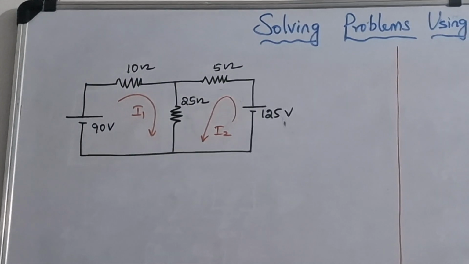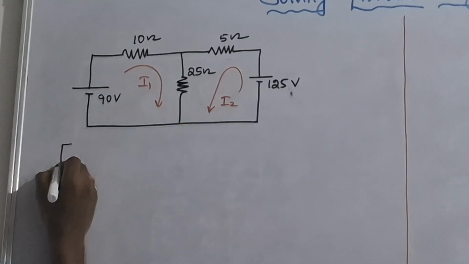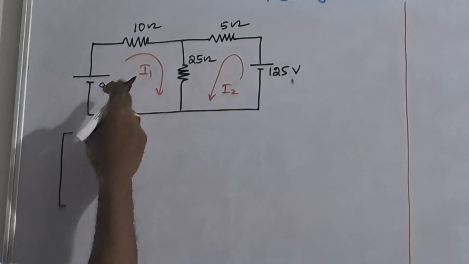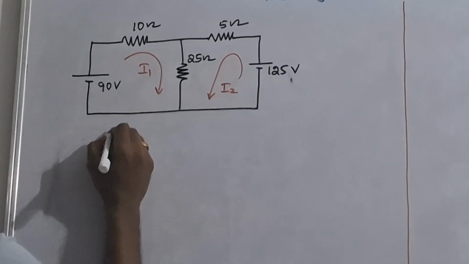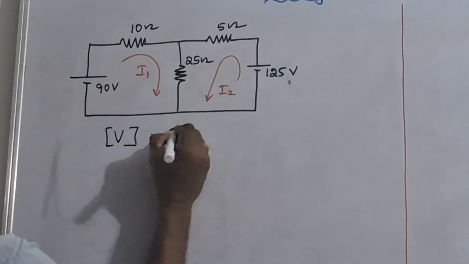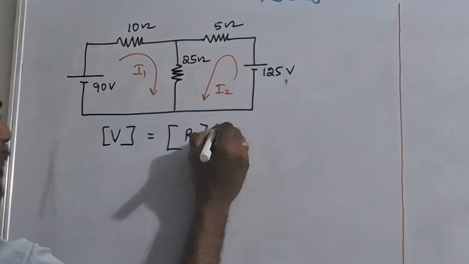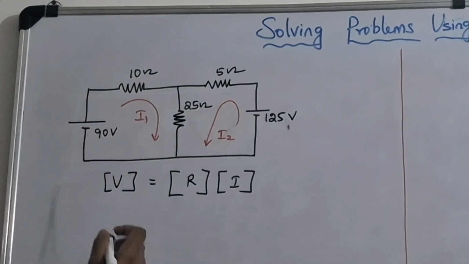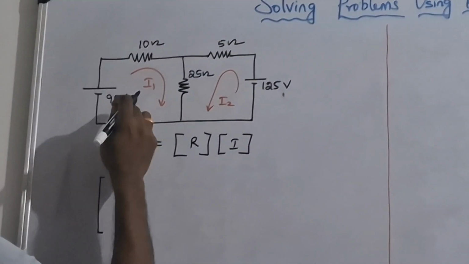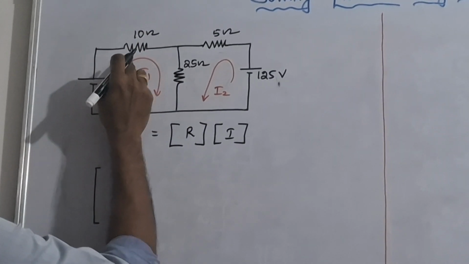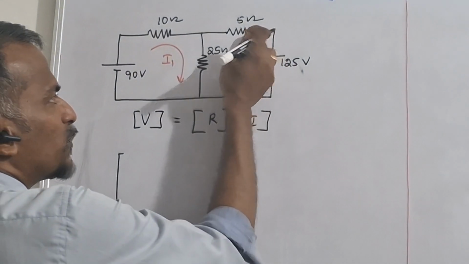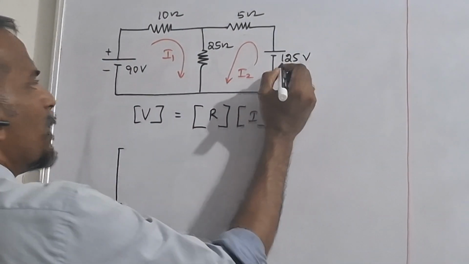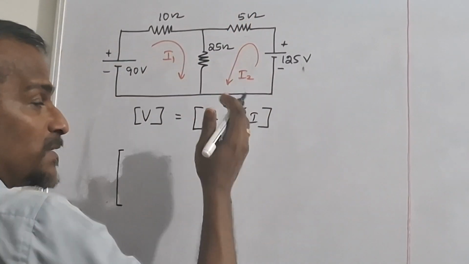So now we are going to write, as per Cramer's rule, this equation here. First, we already know the voltage matrix is equal to the resistance matrix into the current matrix. We have already written this in the last three lectures. Now in this voltage matrix, here the current is moving up. Similarly here also the current is moving up. Both the cases are voltage rise, that means minus plus.